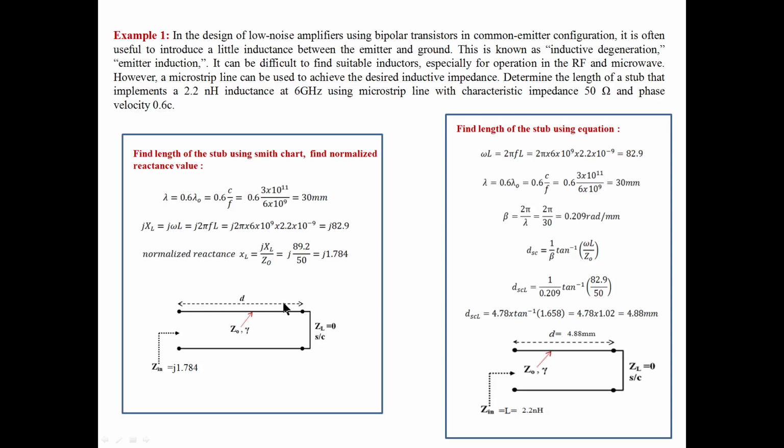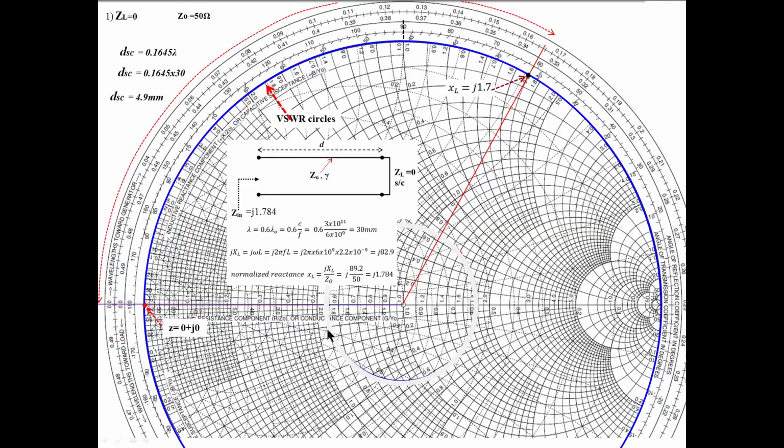So the length of the line we got is 4.9 mm. That we also got using the equation. Using the equation, we got 4.88 mm, which is about 4.9. So take a short circuited line and set the length equal to 4.9 mm. What we will observe is that the input impedance is equal to a 2.2 nanohenry inductor. This transmission line behaves like an inductor with a value equal to 2.2 nanohenry.